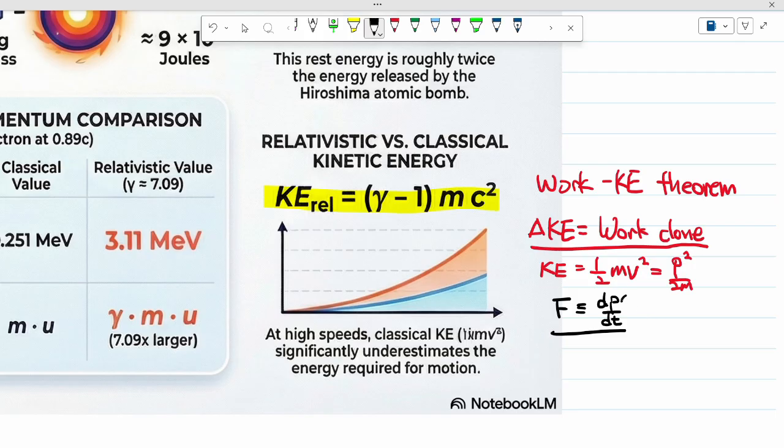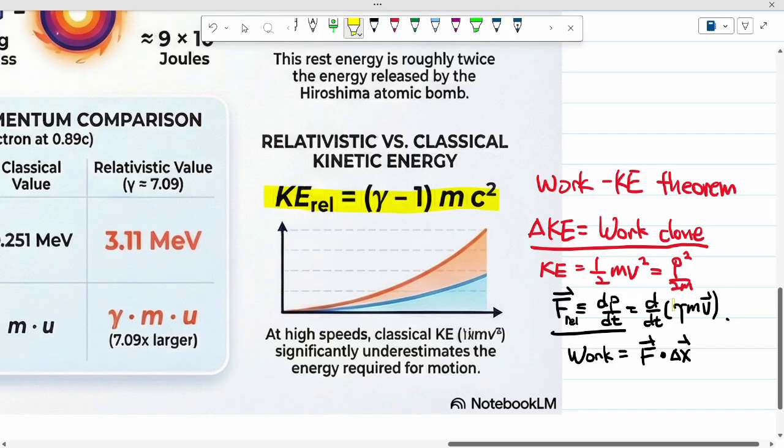We just have to be sure to use the correct expression for momentum, which is gamma mv. The force is the time derivative of gamma mv, the relativistic momentum. And work is still defined as the force dot product with the displacement. So we still use that. What's challenging here is that before, constant force meant a constant acceleration. Now it doesn't, because of this pesky gamma factor.